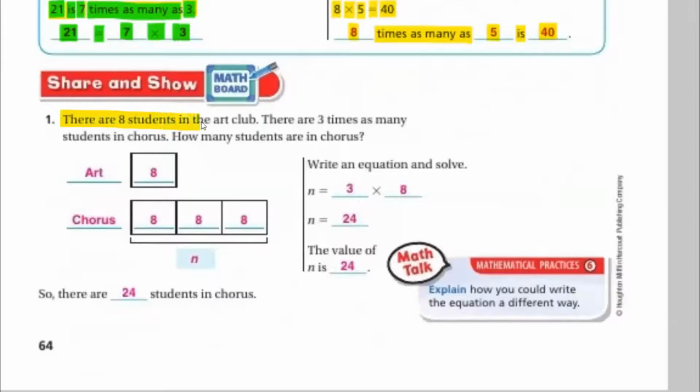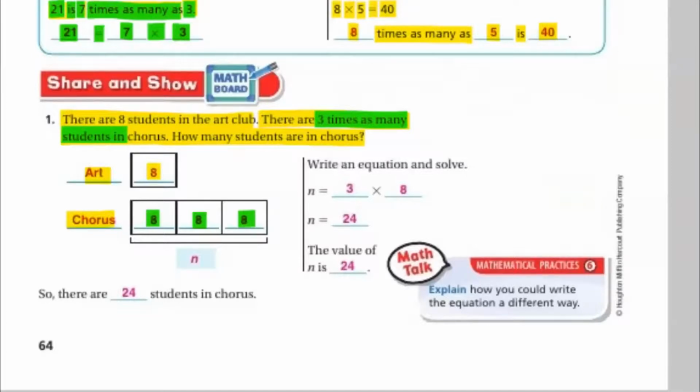There are 8 students in the art club. There are 3 times as many students in chorus. How many students are in chorus? In chorus here, art and chorus here, right? So we have here art with 1 block includes 8, right? And as we see here, there are 3 times as many students in chorus, right? Okay, so we have here 3 blocks of 8 in chorus.